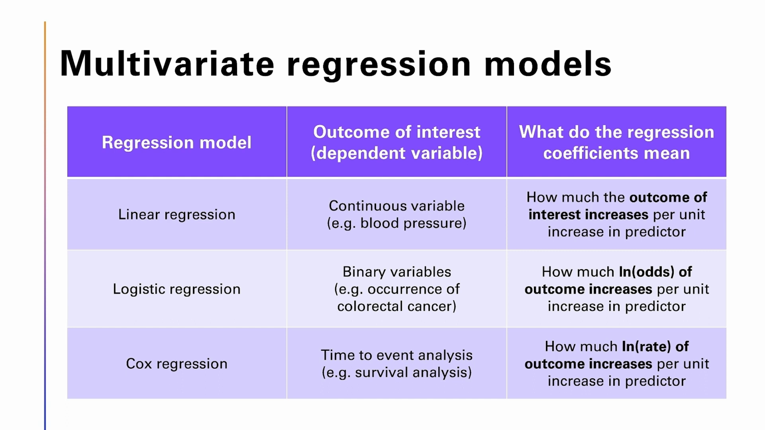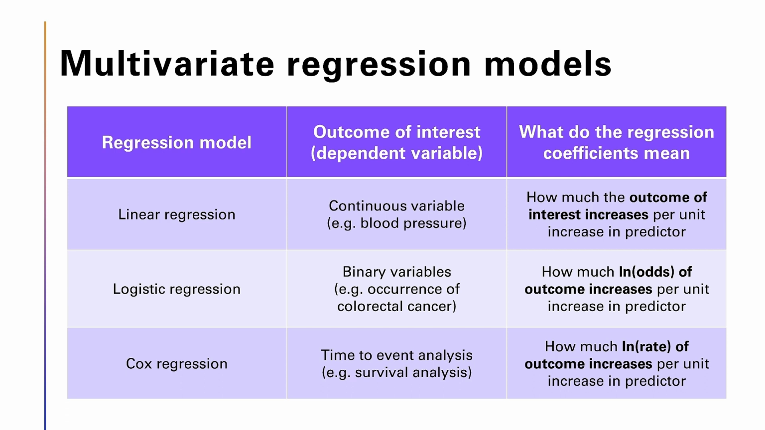Next, we have logistic regression, which is used when the outcome of interest is a binary variable. This is relevant to the example we've been using of investigating risk factors for colorectal cancer. The beta coefficient is how much the natural log of the odds of the outcome increases per unit increase in the predictor. The reason it is the natural log of the odds instead of the raw odds is because logistic regression uses a logit link function.